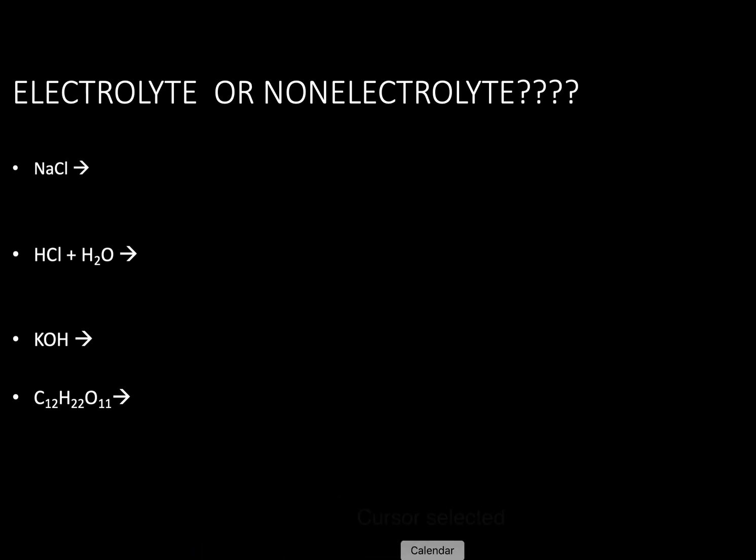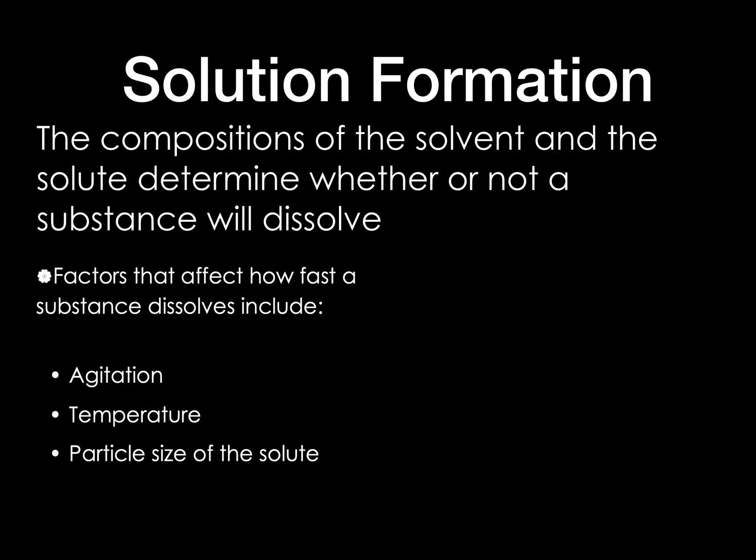Okay, so now we're going to talk about the solution process. So, solution formation. The compositions of the solvent and the solute determine whether or not a substance will dissolve. Factors that affect how fast a substance dissolves include agitation, temperature, and particle size of the solute.